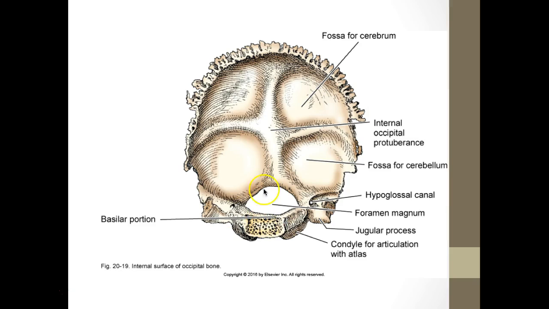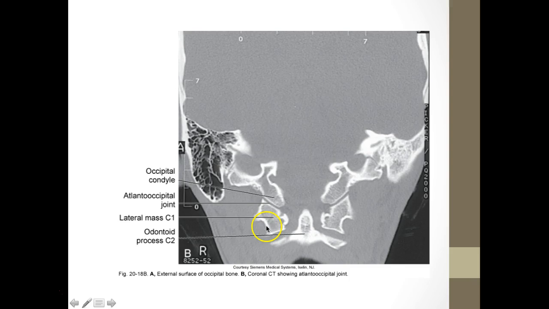So looking at the inside, here's your fossa for your cerebrum, and then you have your internal occipital protuberance, and then down here is for your cerebellum. You have your hypoglossal canal, your foramen magnum, your jugular process, and your condyle for articulation with the atlas are these 2 right here. This is your basilar portion.